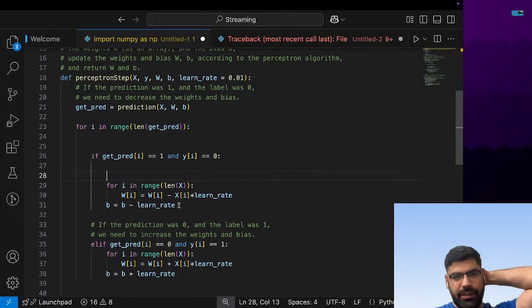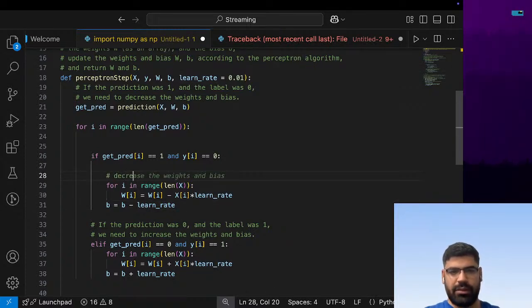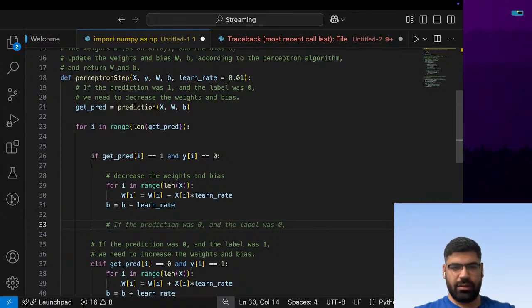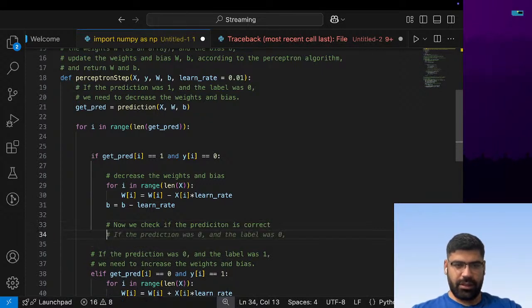Prediction was wrong. I decreased the weights and bias. Now, yeah, now I check. Correct. So now to check if the prediction is correct, right?